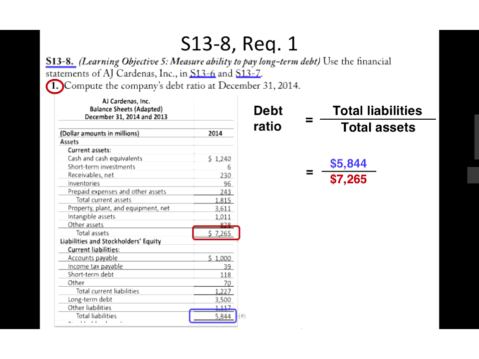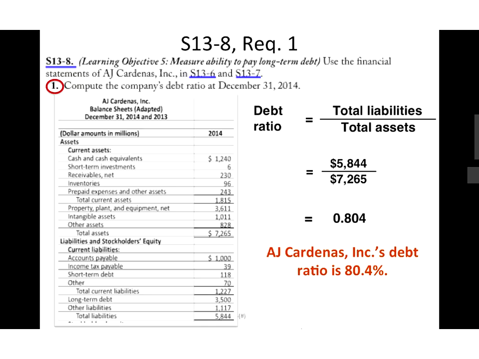We're going to be taking our total liabilities off the balance sheet we're given, $5,844, divided by our total assets, which will give us our debt ratio of 0.804. So the debt ratio is 80.4%. What that means is this company has financed 80% of its assets with debt, which seems pretty high. I mean, it's not saying it's absolutely wrong, but that is a pretty big percentage to have financed by debt. So only 20% is supported by equity.